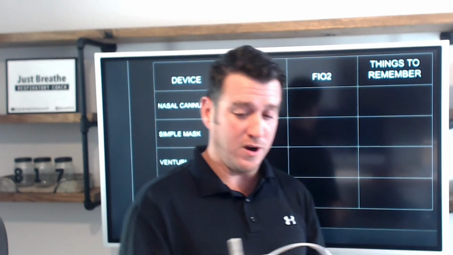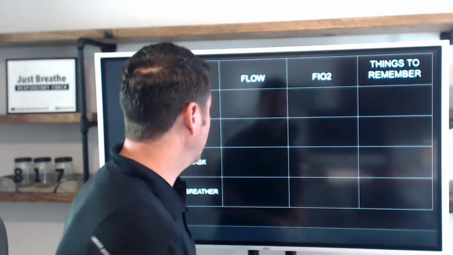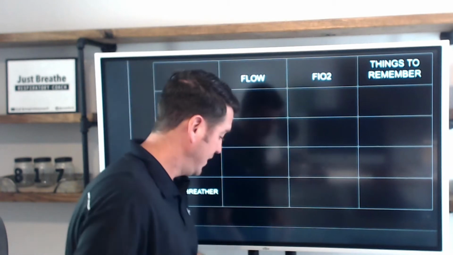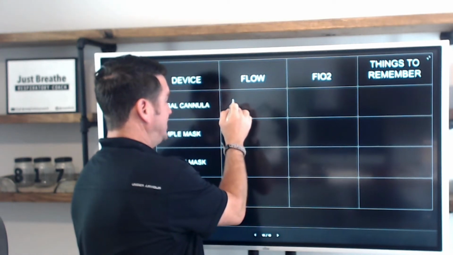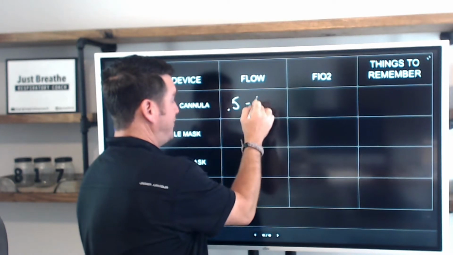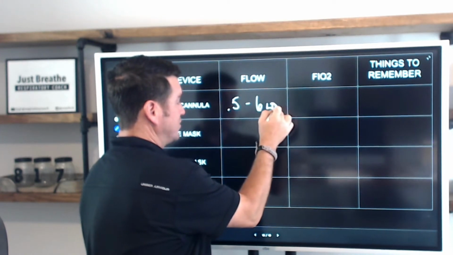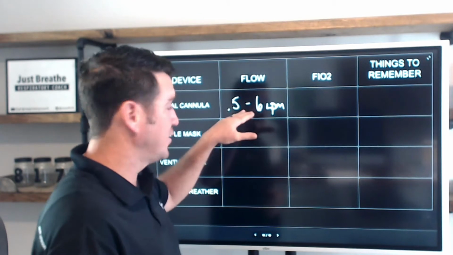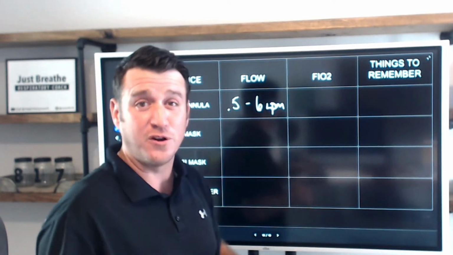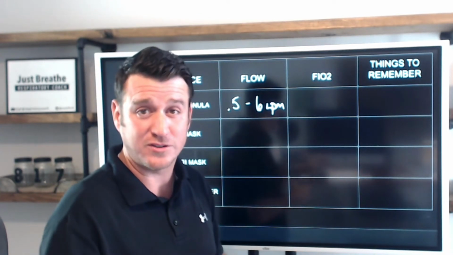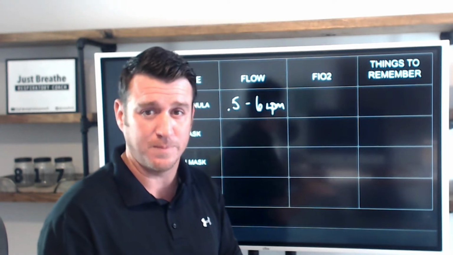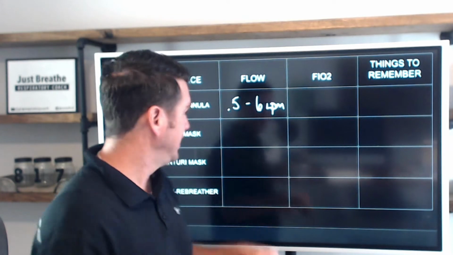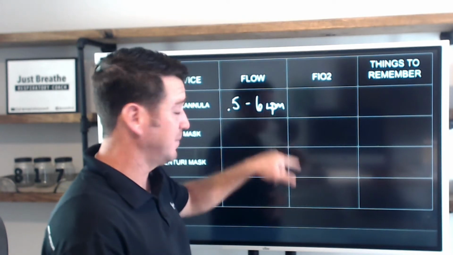So what do we need to know about the nasal cannula? Well, when we look at the flow of a nasal cannula, it should be set anywhere between 0.5 to 6 liters per minute. This is what we set on the flow meter. Some flow meters, and you get into the neo world and the pediatric world, will even go down to 1/4 of a liter, and that's perfectly acceptable also. But primarily in the adult world, we're going to be looking at 1/2 liter up to 6 liters per minute.